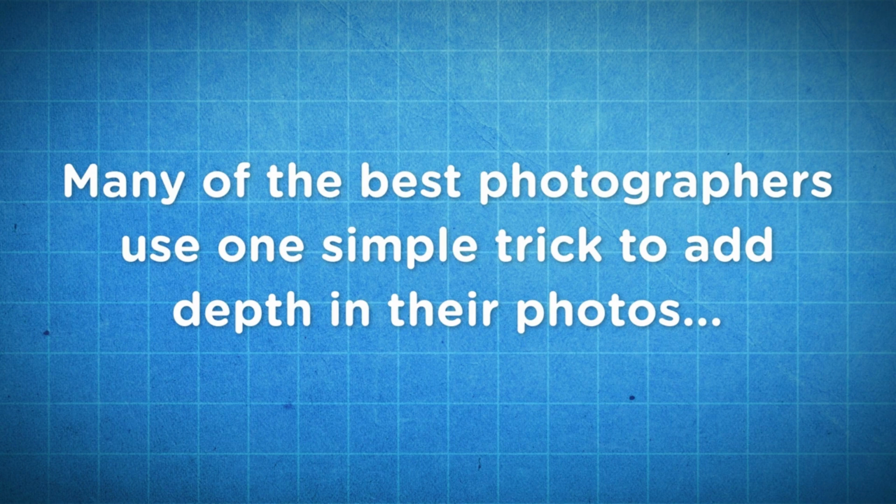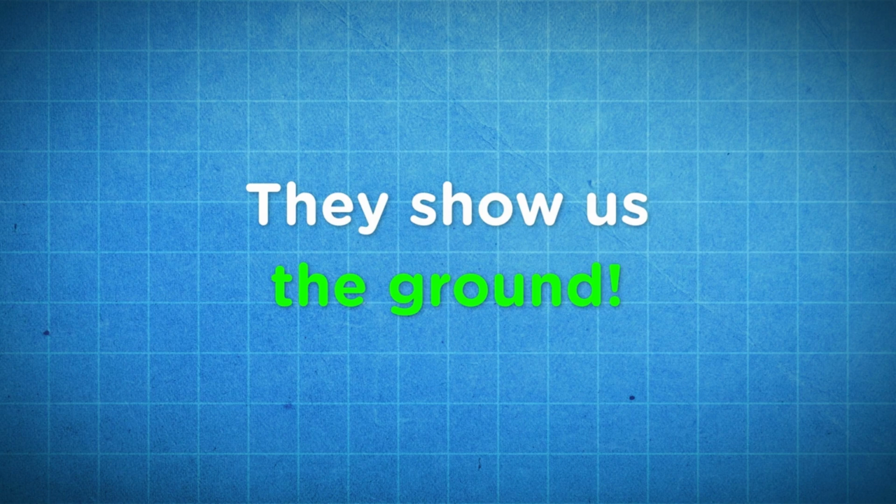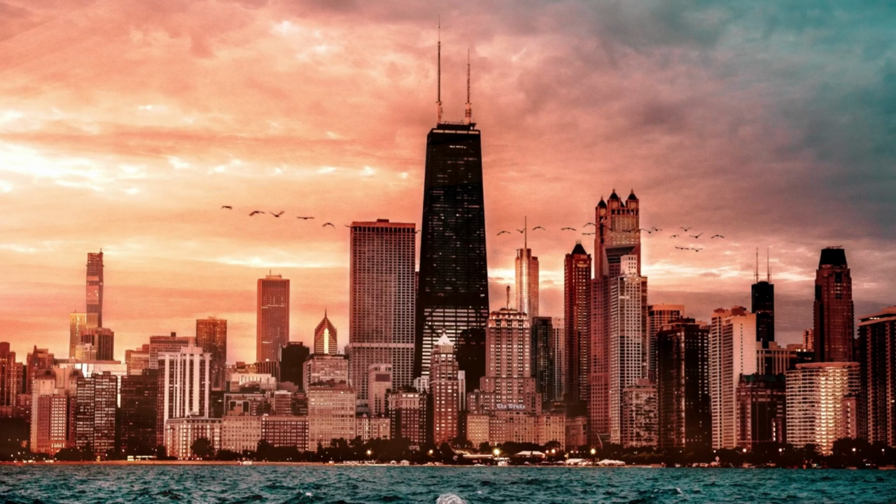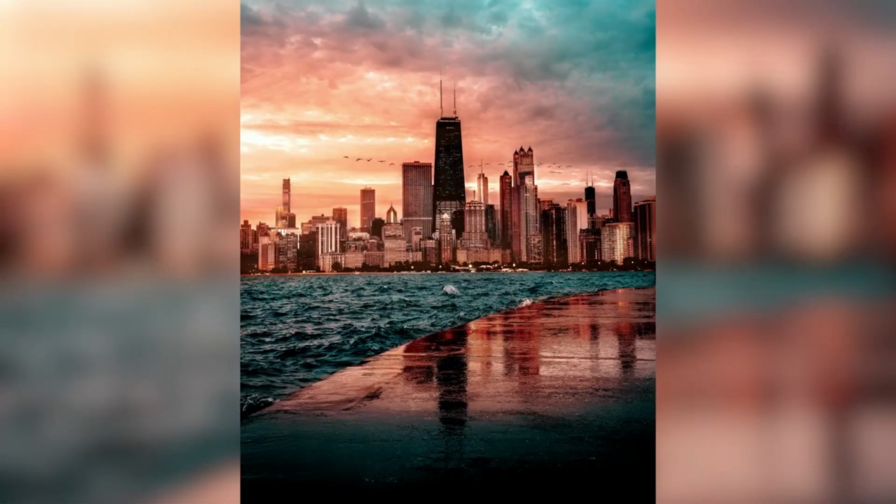And by simple, I mean very simple. They show us the ground. Take this photo of a city skyline, for example. You can add a lot more depth to this photo by simply taking the picture vertically and exposing the ground. The importance isn't in the camera rotation as much as it is in showing how far away you are from the subject. The subject being the city.